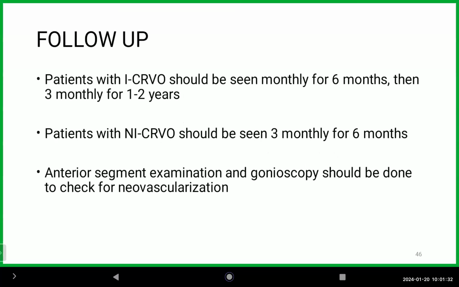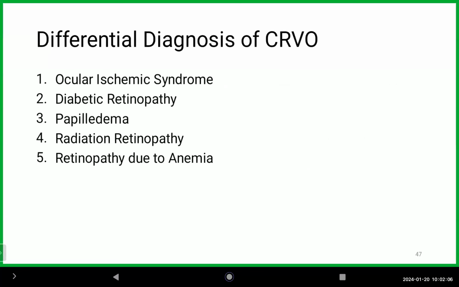For follow-up, patients with ischemic central retinal vein occlusion should be seen monthly for the next 6 months. Then you can be seeing them every 3 months when you have done your intervention and you see that there's resolution, for the next 1 to 2 years. Patients with non-ischemic central retinal vein occlusion should be seen 3 monthly for 6 months. Anterior segment examination and gonioscopy should be done to check for neovascularization.